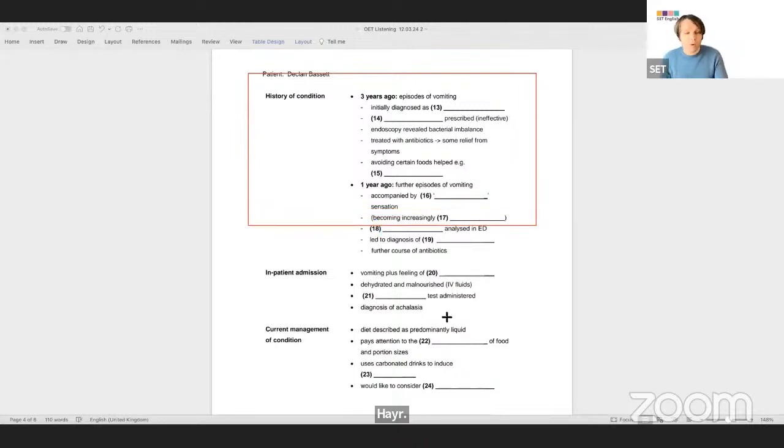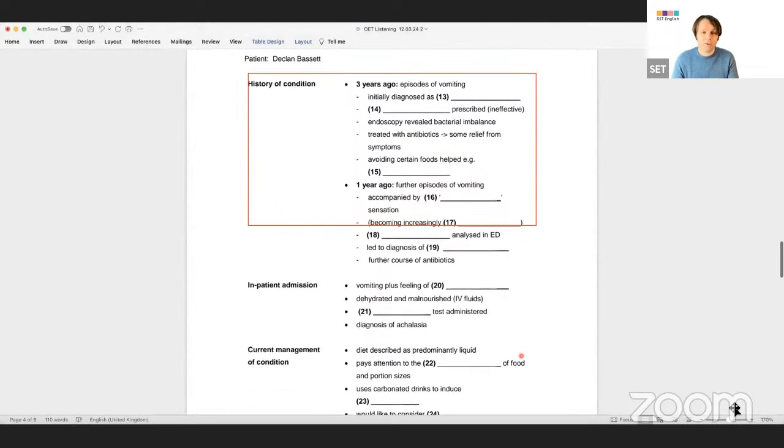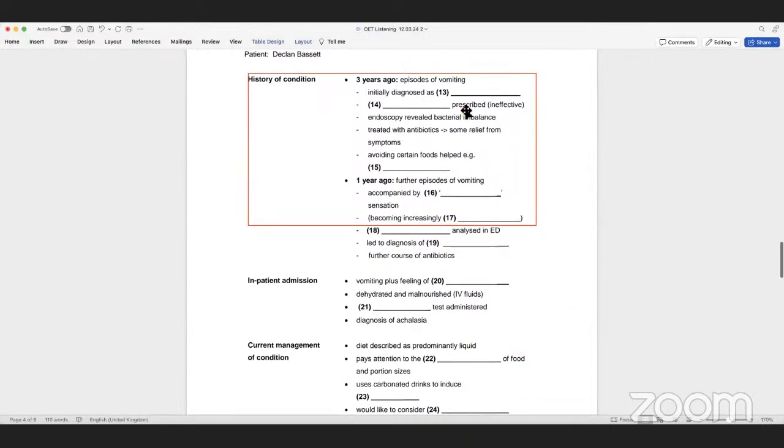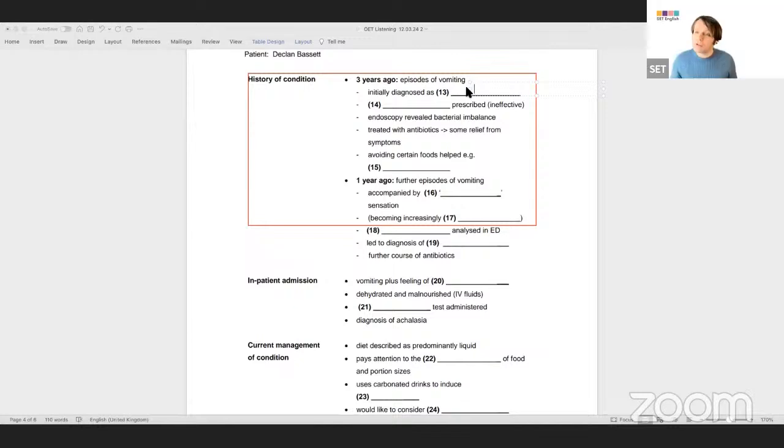Okay. And when you do this, you're going to think about categories. You're going to think about signposts. You're going to think about selector words. Let me zoom in. So we can see this. Okay, Farid, you help me with the first one. Declan Bassett, 3 years ago, episodes of vomiting, initially diagnosed as, what's this? Condition. Just condition. Farid, do you know? Yes, condition.